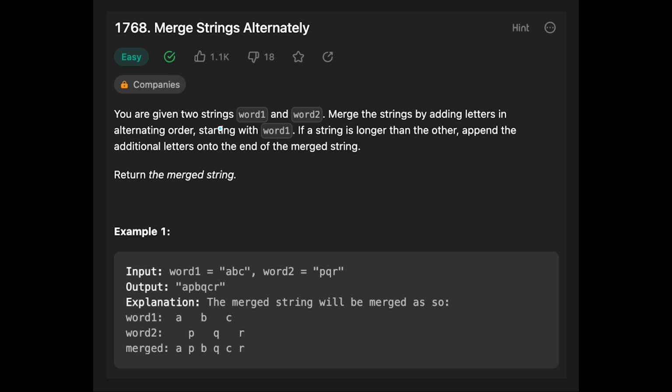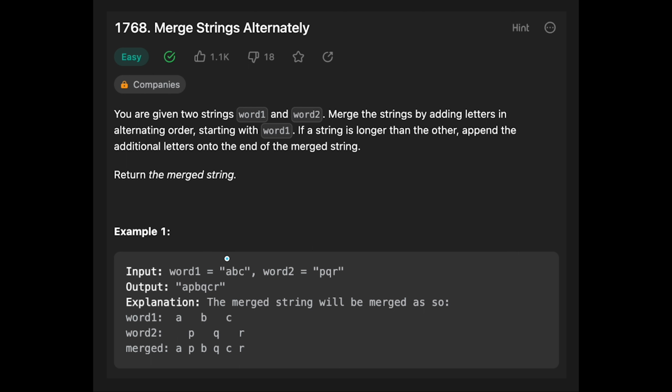So you are given two strings, word1 and word2. Merge the strings by adding letters in alternating order, starting with word1. If a string is longer than the other, append the additional letters onto the end of the merged string. Return the merged string. So let's see the example.